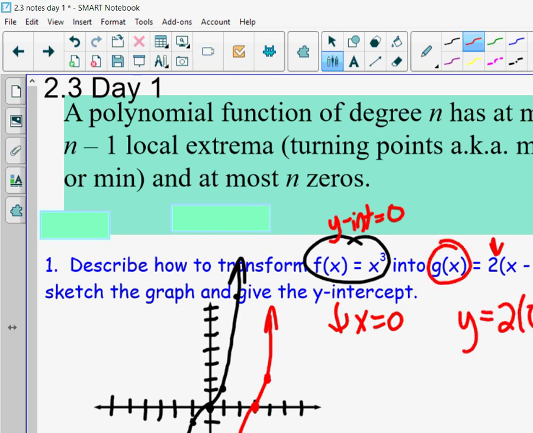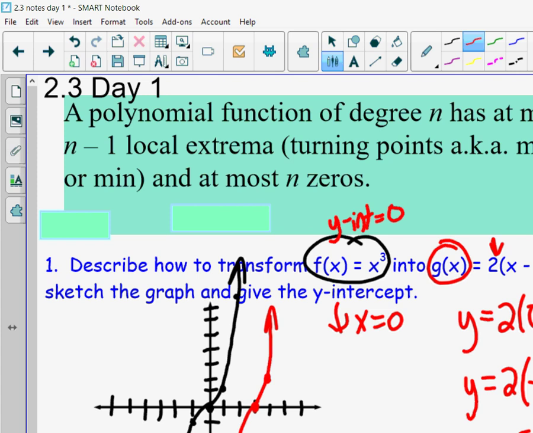But I'm going to plug in 0 for x. That's the definition of a y-intercept, when x equals 0. And think about what the y-intercept of this would be. It would be 2 times negative 3 to the third, which is negative 27. So the y-intercept on here wouldn't be until negative 54, and that's because it's going down so quickly.